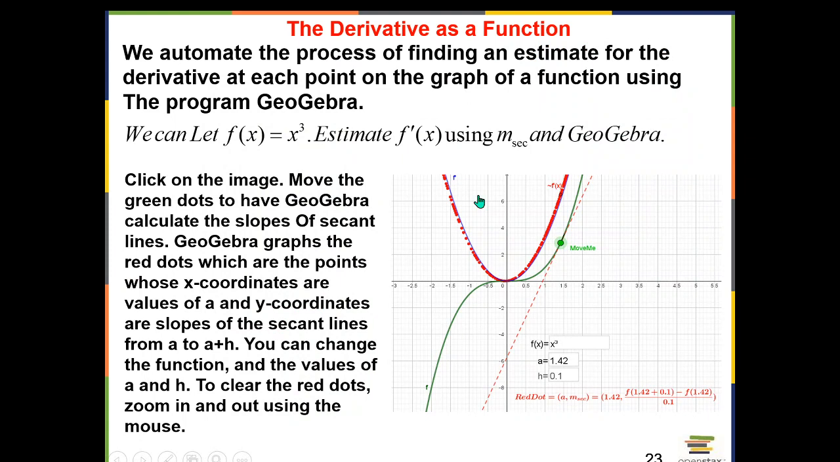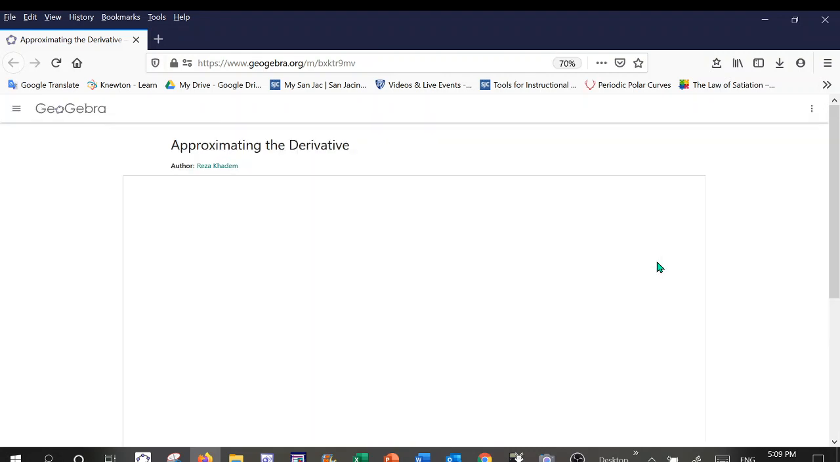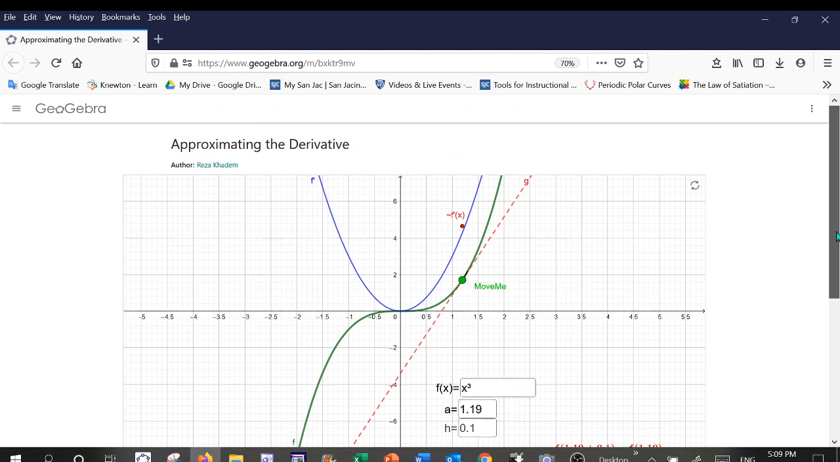So what I'm going to do is show you how this is done by computer. With the computer, GeoGebra, we can automate this. And right here, remember how long it took us to do it for only 6 points? Now the calculator does it for many, many points automatically. And it gives you, so let me zoom in a little bit here.